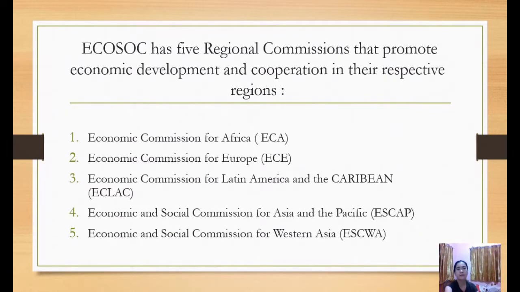So ECOSOC has 5 regional commissions that promote economic development and cooperation in the respective regions. The first is the Economic Commission for Africa, or ECA. The second is the Economic Commission for Europe, or ECE. And the third is the Economic Commission for Latin America and the Caribbean, or ECLAC. The Economic and Social Commission for Asia and the Pacific, or ESCAP. And then the fifth is the Economic and Social Commission for Western Asia, or ESCWA.